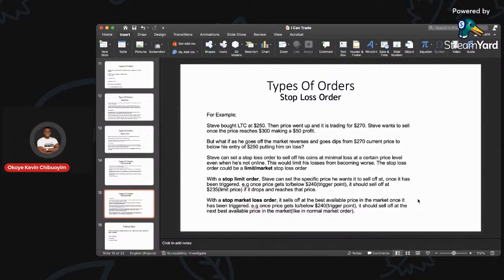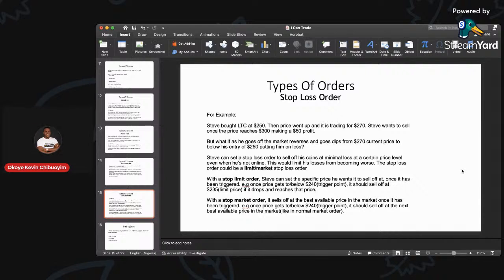Now, the other type of order this guy can place is what we call a stop market order. Let me clear the loss. So this guy can place a stop market order. What does this order do? A normal market order does what? Buys instantly or sells instantly. So this stop market order will sell off at the best available price in the market once it has been triggered. Remember, there must be a trigger point.